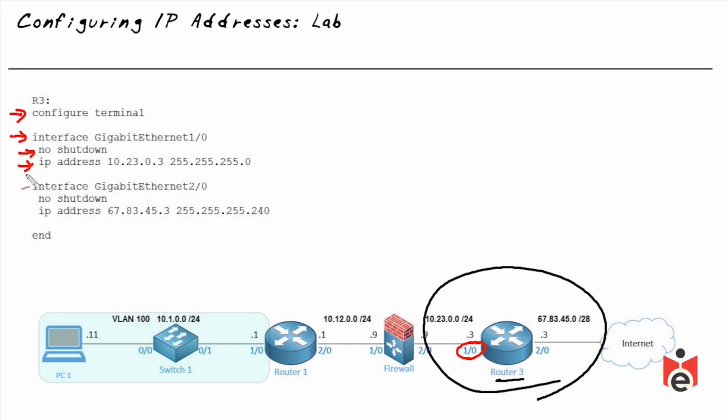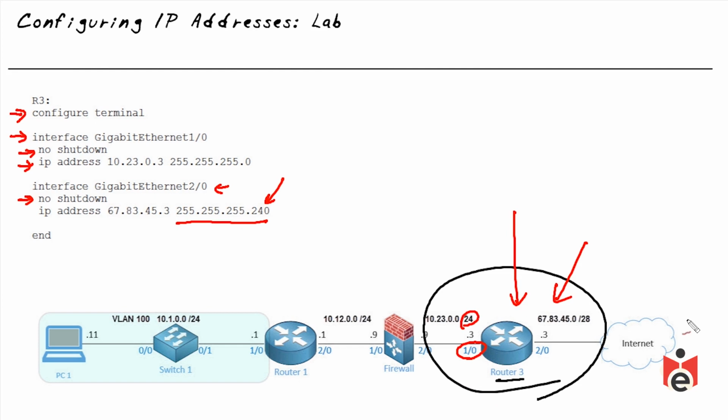And then we'll apply an IP address: ip address 10.23.0.3 with a 24-bit mask. And then as we go to interface gig 2/0 over here on the right hand side, we use the command ip address 67.83.45.3 with a 28-bit mask. And that's the dotted decimal notation for a 28-bit mask. So we'll do our configuration here on router 3, and everything else in the network is already configured.